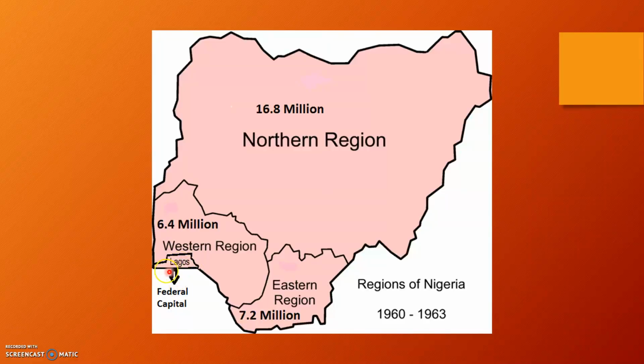This is where the capital was. So the current capital of Nigeria is what? Hopefully you're saying Abuja, which is right here. But Lagos being the initial territory of the British, this is where the center of power is, and thus that becomes the first capital.